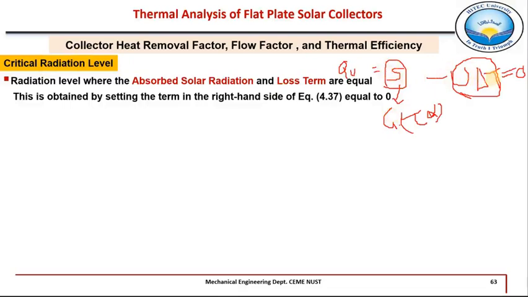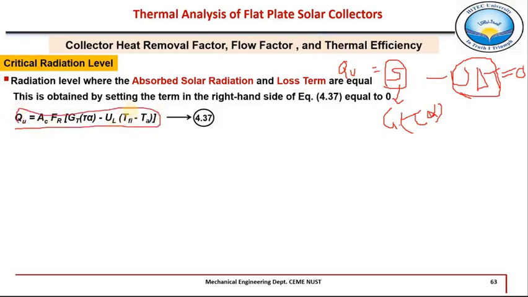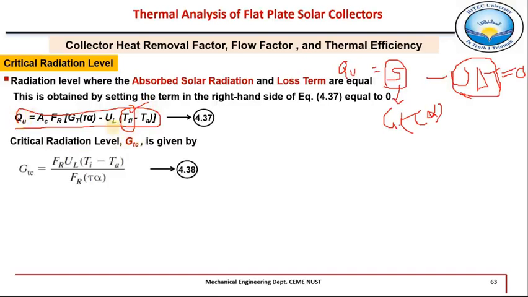So by putting this whole equation equal to 0, we can find that condition, right? So this is our equation, the useful heat gain in terms of inlet fluid temperature, right? So critical radiation can be defined by putting this QU equal to 0. By putting this QU equal to 0, we can write this equation in terms of GT, the available solar radiation on a tilted surface. And because QU is equal to 0, that radiation is also known as critical radiation, GTC, and that is given by this equation 4.38.